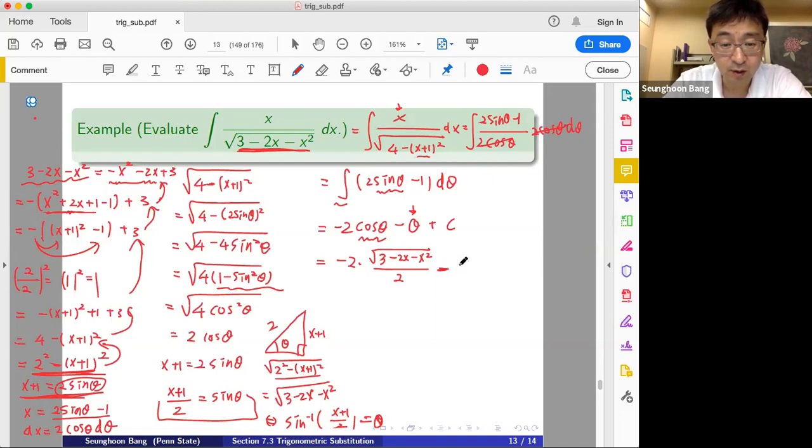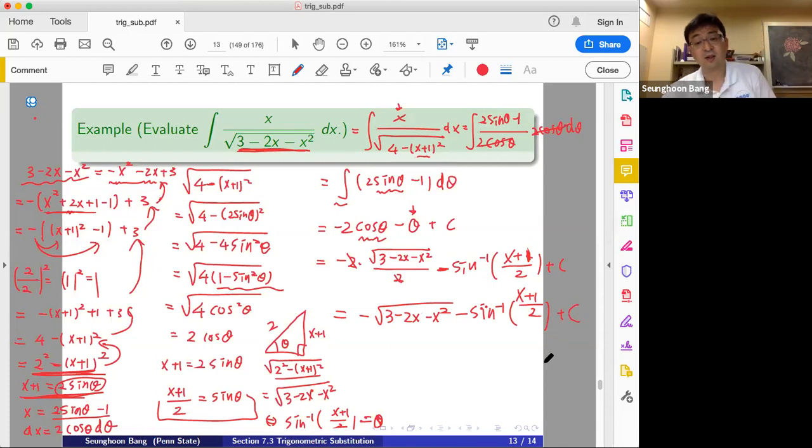So keep the negative, the inverse sine of (x plus 1) over 2, plus c. The 2 is crossed out. The final answer is negative square root of 3 minus 2x minus x squared, negative inverse sine of (x plus 1) over 2, plus c. That's it. This is the final answer of this question.